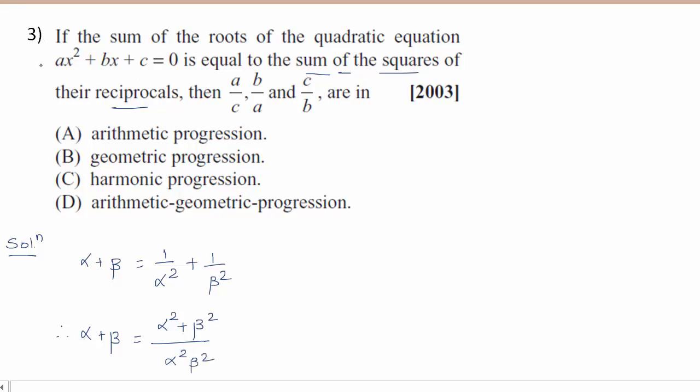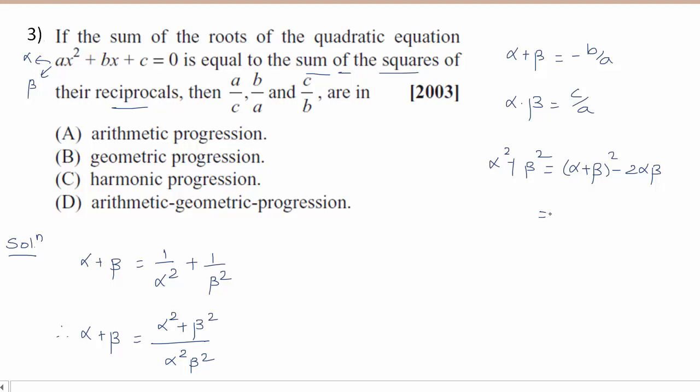Now alpha and beta are roots of this equation, right? So we can write alpha plus beta as minus b by a, alpha into beta as c by a. We can put these values, and alpha square plus beta square is alpha plus beta whole square minus 2 alpha beta. This becomes alpha plus beta whole square, that is b square by a square minus 2c by a.